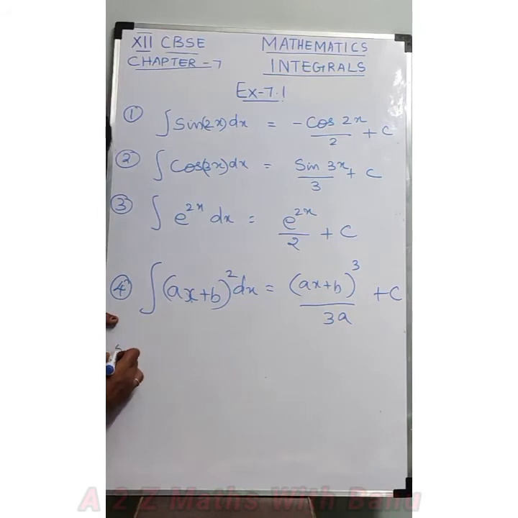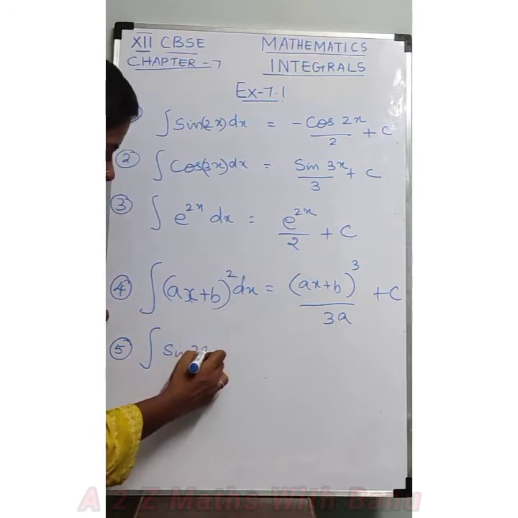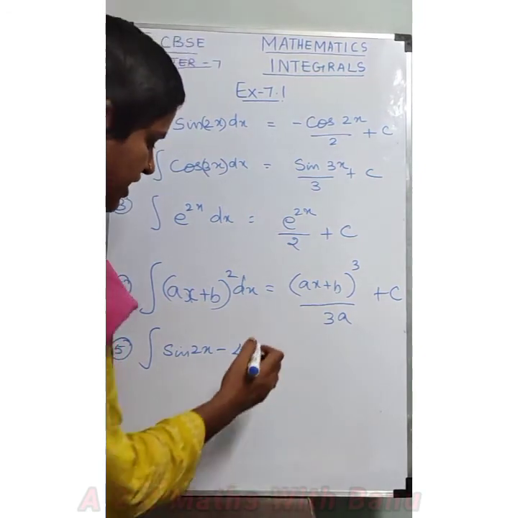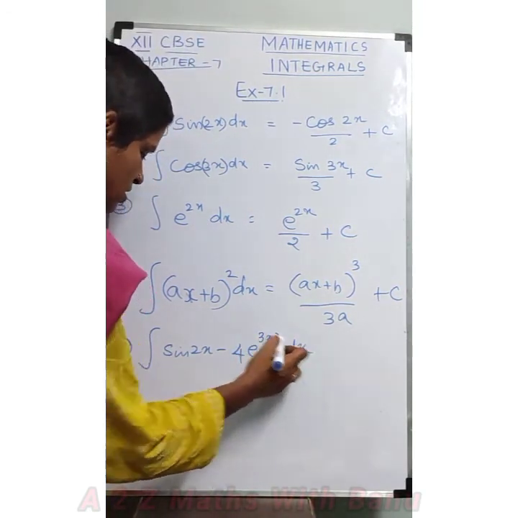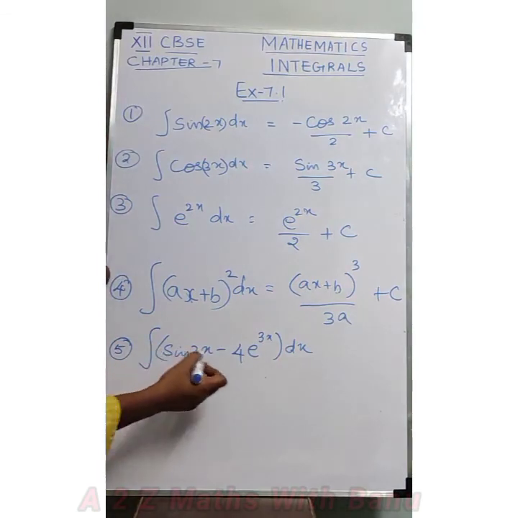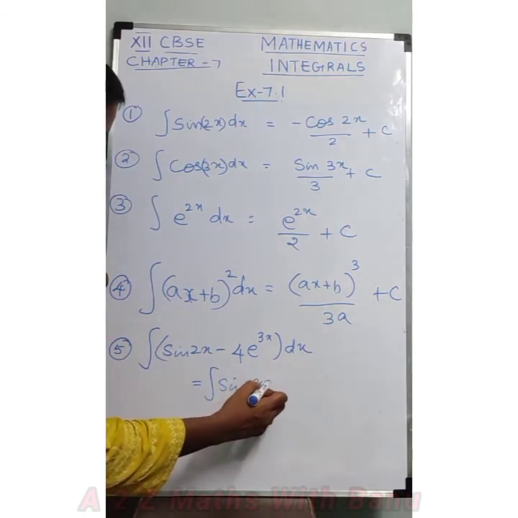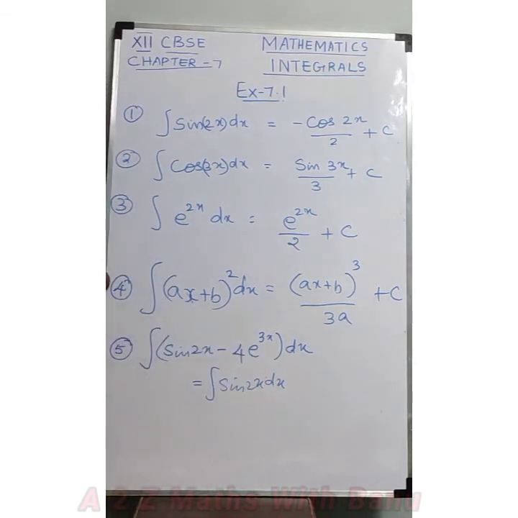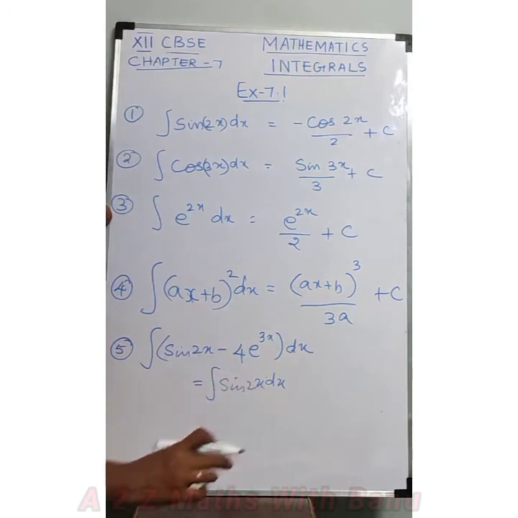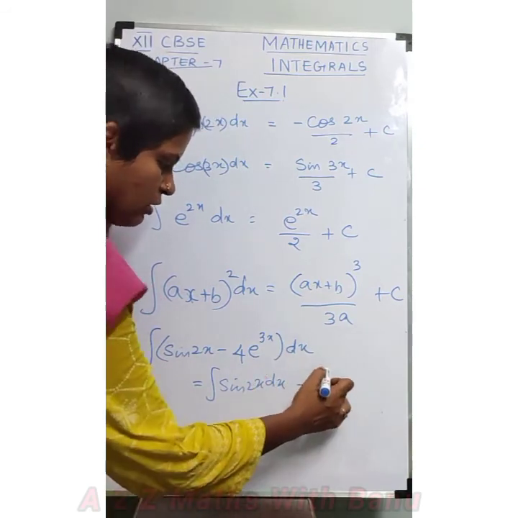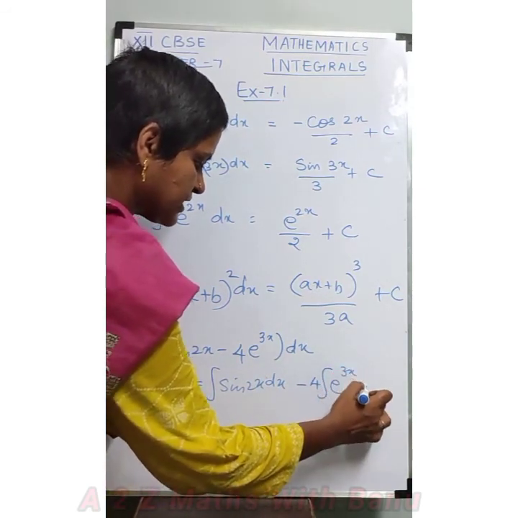Let me discuss the fifth problem, that is the integral of sin 2x minus 4 e power 3x with respect to x. We can use linearity, that is this can be separated, that is the integral of sin 2x dx. I can separate this term because integration is linear with respect to addition and subtraction. I am using one of the properties. I can even take 4 outside. This can be written as the integral of e power 3x dx.